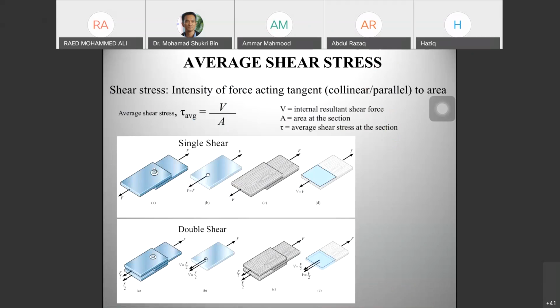Okay, we are done with the normal stress, right? As I said before, we have 2. Before that, any questions? Any soalan before we proceed with shear stress? Okay.